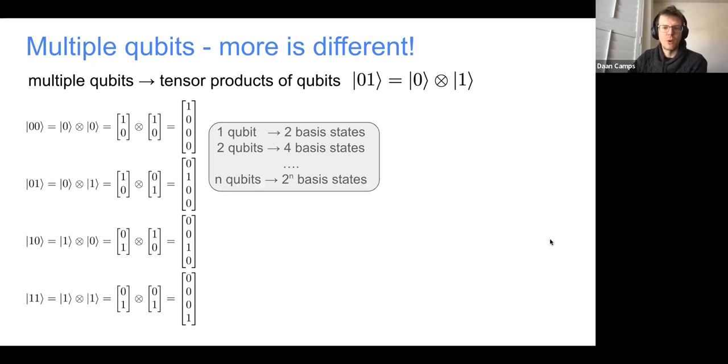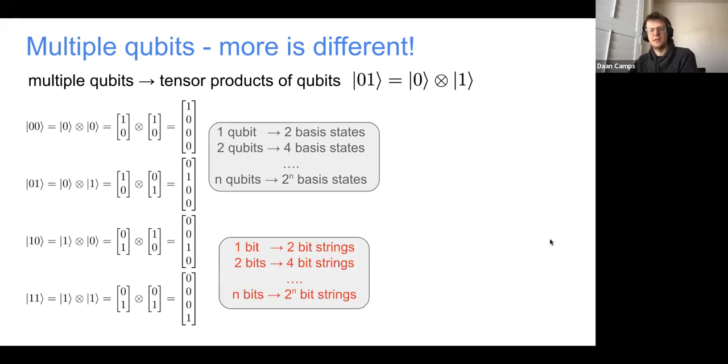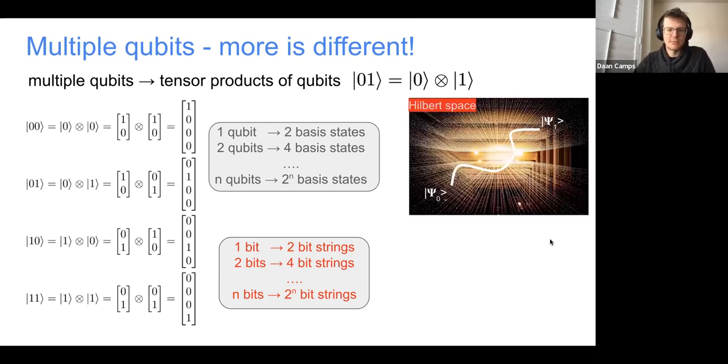So how this scales is if you have one qubit, you get a space with 2 basis states out of it. 2 qubits, you have 4 basis states as shown. And in general, if you have n qubits, you get this exponential number of basis states, these 2 to the n basis states. But at some level, this in itself isn't very different to the classical case. So if you have a single bit, you can get 2 different bit strings out of it. With 2 bits, a register of 2 bits can be in 4 different bit strings. In m bits, it also has an exponential number of possible bit strings that it can be in. But the difference becomes more clear if we look at how this state can evolve through the space.